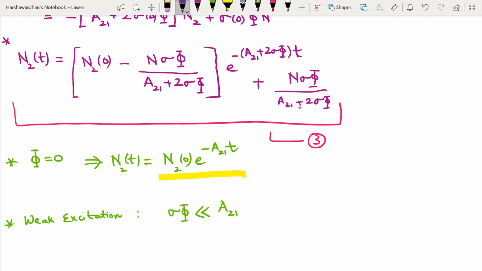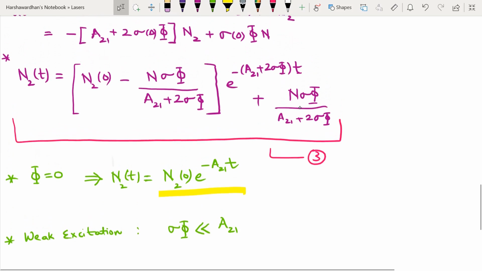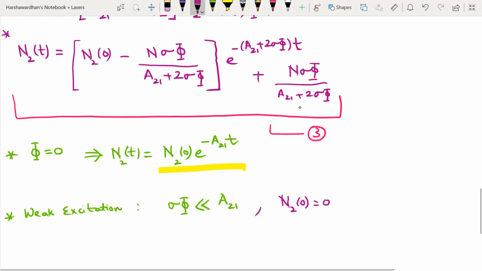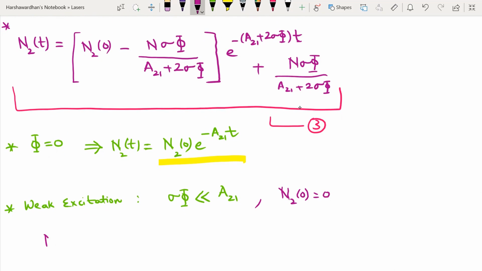Clearly, when I'm looking at weak excitation, I'm basically looking at atoms in the ground state. That would mean that I can set my N20 to be 0, right? Because all my atoms are in the ground state, so the excited state is essentially empty. So in that situation, I see that my N2(t) in the weak excitation regime is simply the following.